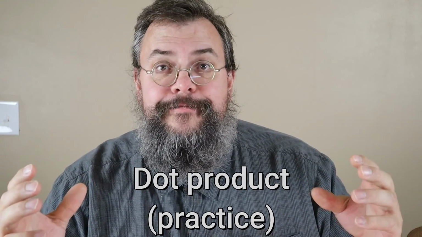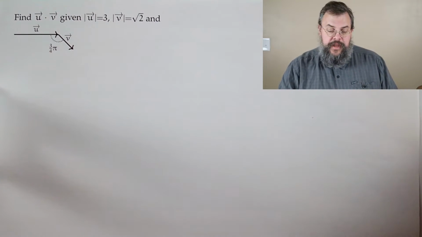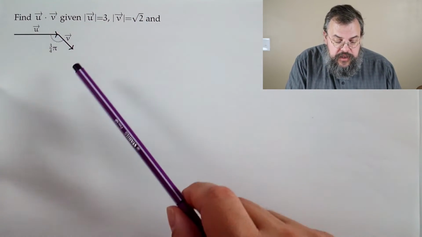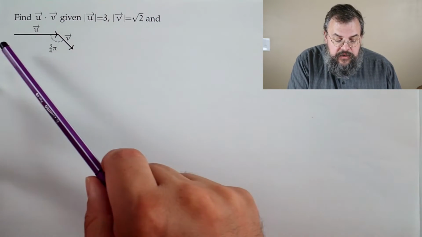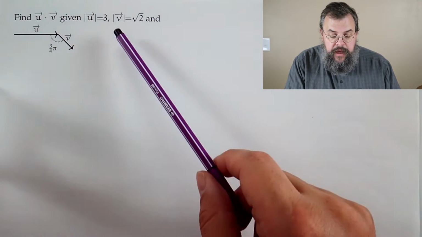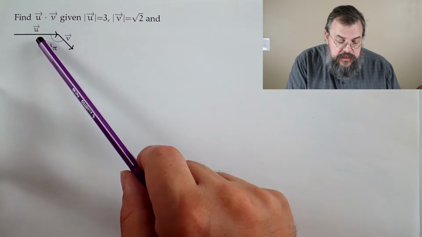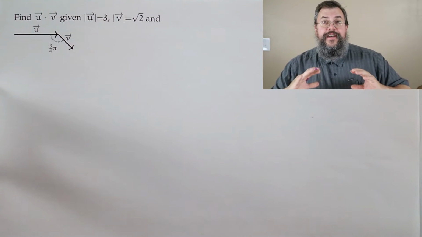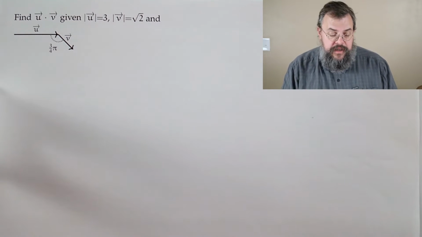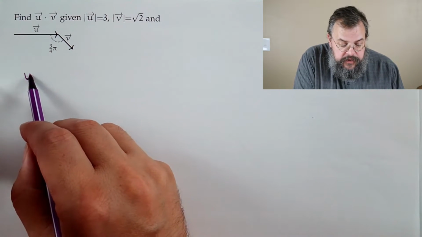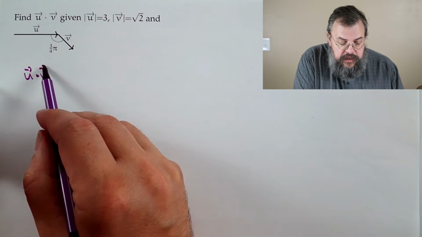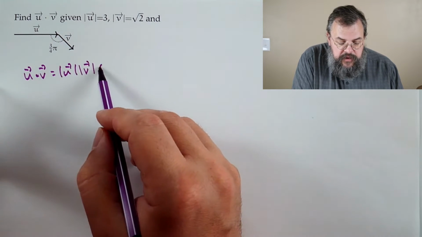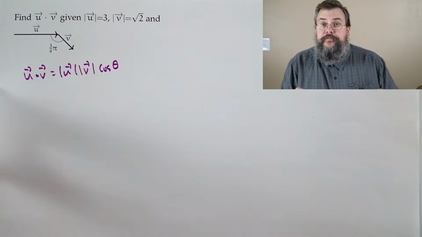So let's begin. Our very first problem. Find u dot v, so the dot product, given we have our picture here. The magnitude of u is 3, so that has length 3. Magnitude of v is root 2, and there's this angle here, which is 3 pi over 4. This is really testing our geometrical understanding of dot product. We know that there's a nice geometrical interpretation of dot product. u dot v is the magnitude of u, magnitude of v, times cosine of the angle.